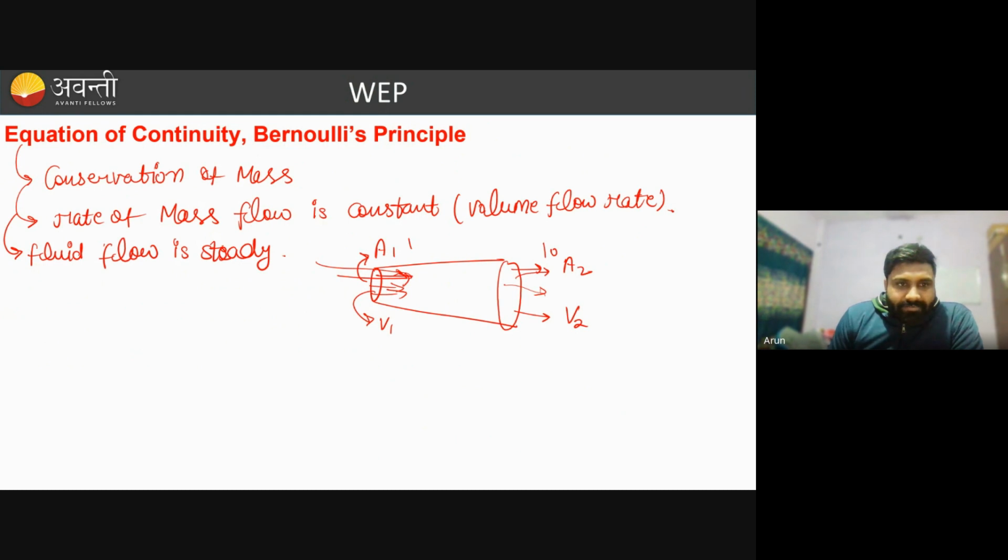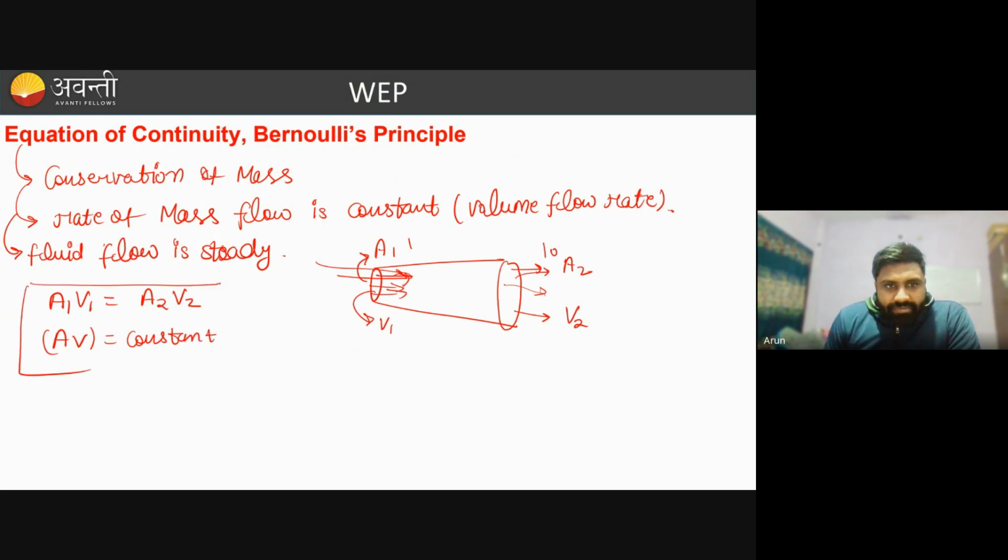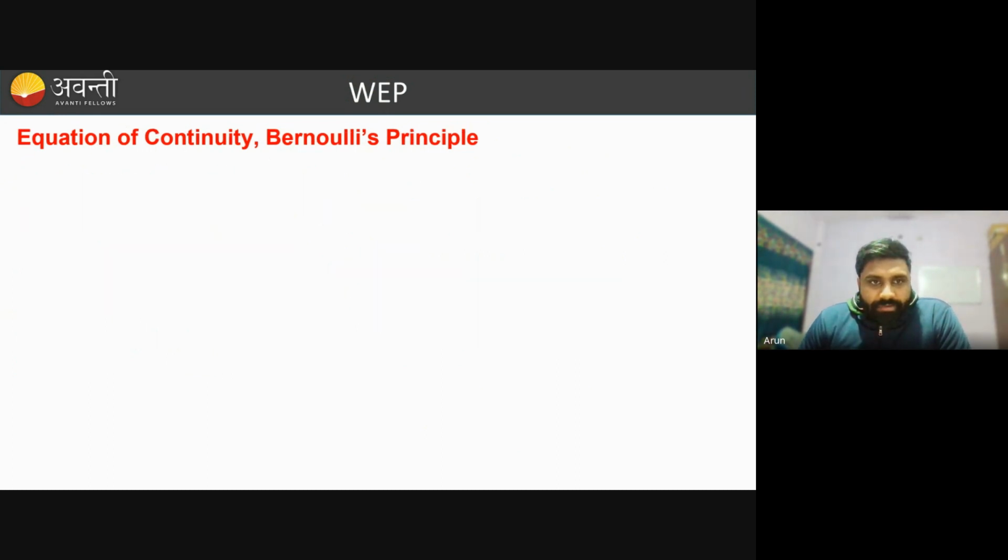So you can say that A1 V1 is equal to A2 V2, or simply that AV is equal to a constant. This is the equation of continuity. Okay. Now, if I talk about Bernoulli's principle, as the equation of continuity represents the conservation of mass, Bernoulli's equation represents the conservation of energy.